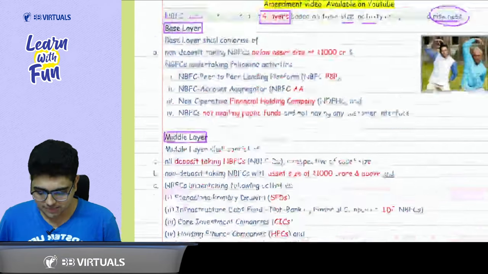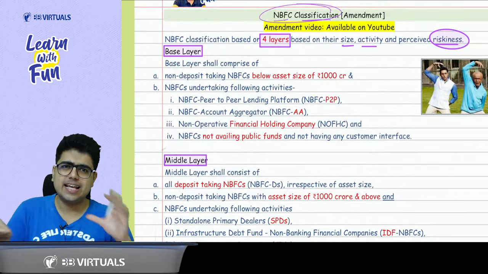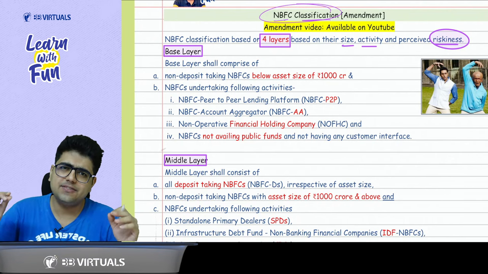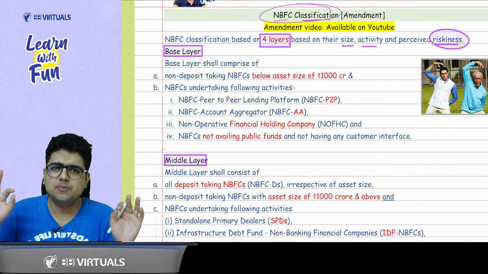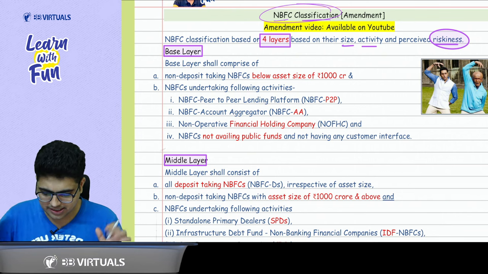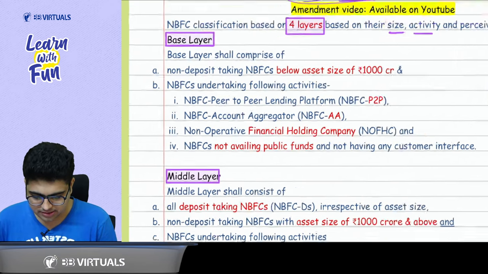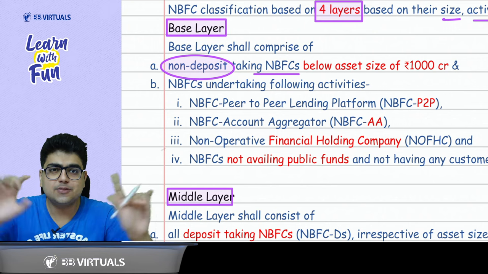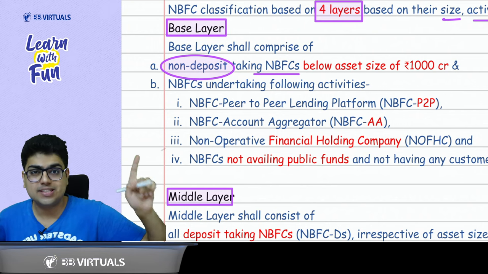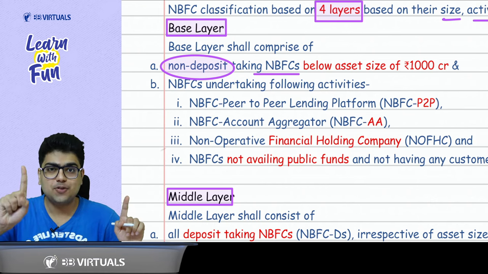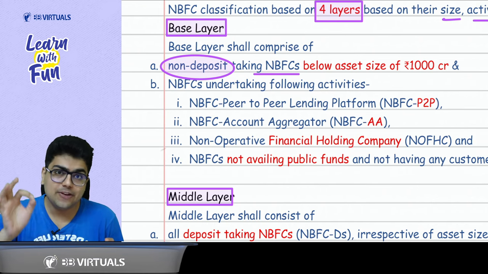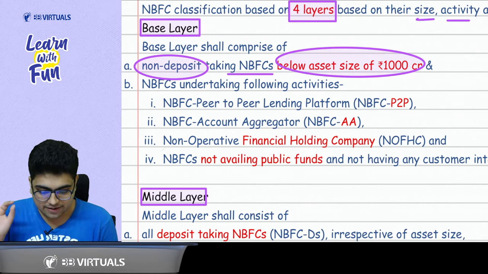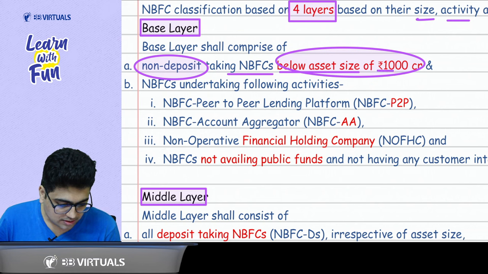So let's start with the base layer. Base layers you can consider as the NBFCs with a less asset size, less riskiness, and engaged in very typical activities which they don't work like a NBFC. Okay, sir. So what are these NBFCs? First ones are non-deposit taking NBFC. That means we are not talking about deposit taking NBFC in the first layer. Here we are only focusing on the non-deposit taking NBFC with the asset size of less than 1,000 crore, where their asset size is below 1,000 crore.